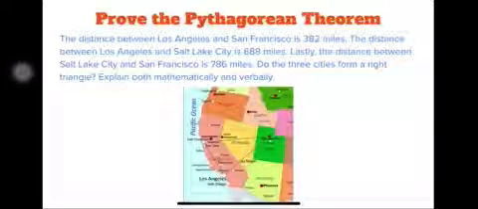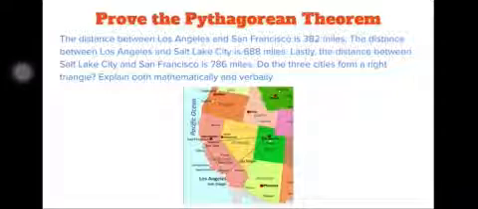The distance between Los Angeles and San Francisco is 382 miles. The distance between Los Angeles and Salt Lake City is 688 miles. Lastly, the distance between Salt Lake City and San Francisco is 786 miles. Do the three cities form a right triangle? Explain both mathematically and verbally.